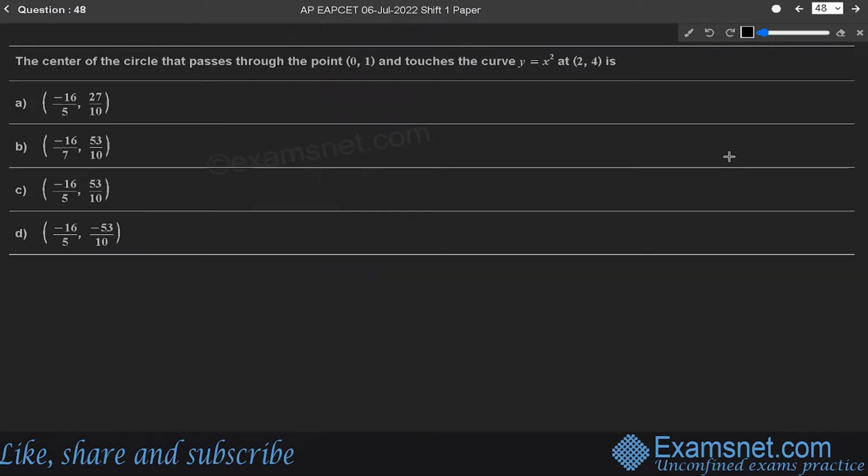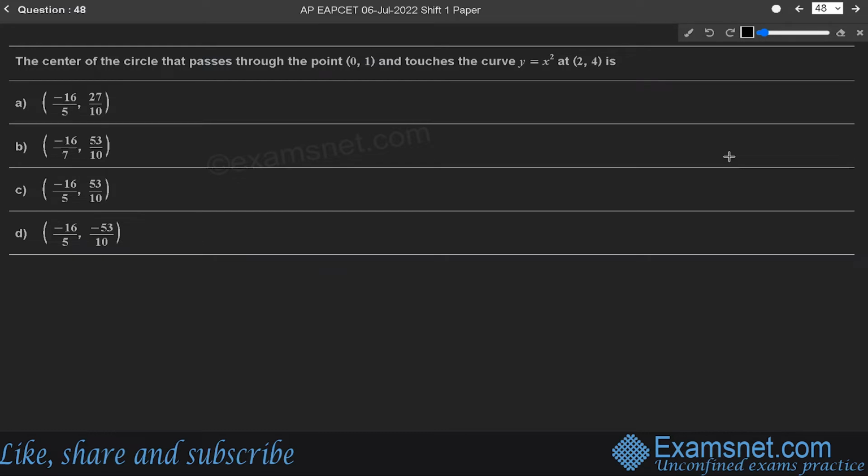Next question is a very, very important question. And this type of question always appears in exams. Not one time, not two times, but many times. So understand it very carefully. The question is: the center of the circle that passes through the point 0, 1 and touches the curve y is equal to x square at 2, 4 is.